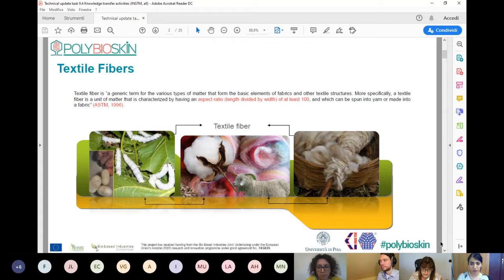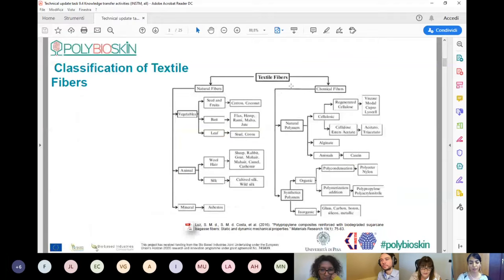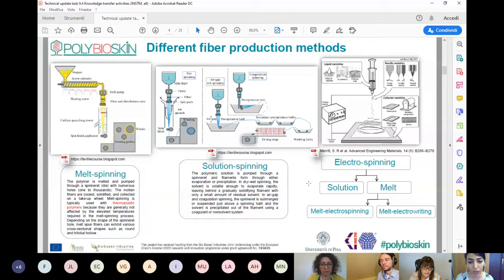According to the ASTM standards, a textile fiber is a unit of matter that has an aspect ratio of at least 100 and which can be spun into yarn or fabric. And as you know, we have different kinds of fibers: natural fibers, which come from natural sources, or chemical fibers, from synthetic polymers. To produce synthetic fibers, we have different spinning methods, including melt spinning, solution spinning, and electrospinning.